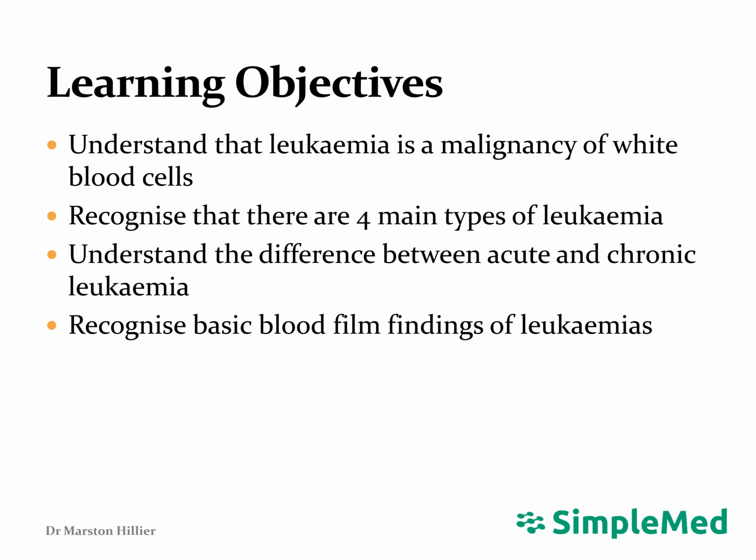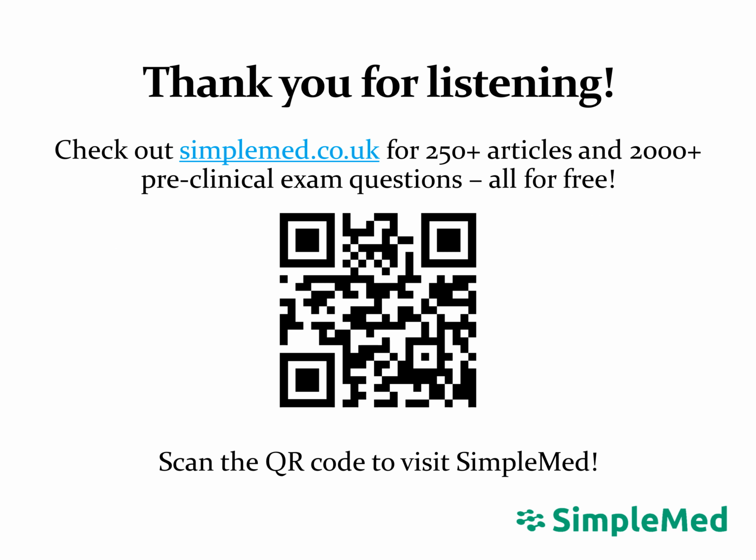In this short talk, we have learnt that leukemia is a malignancy of white blood cells. We've recognised that there are 4 main types of leukemia, and we've outlined key facts about every single type. We've understood that the difference between an acute and chronic leukemia is the presence of bone marrow failure, and we've also discussed some of the basic blood film findings of the leukemias, specifically talking about the importance of blast cells in their diagnosis. That is the end of the lecture.